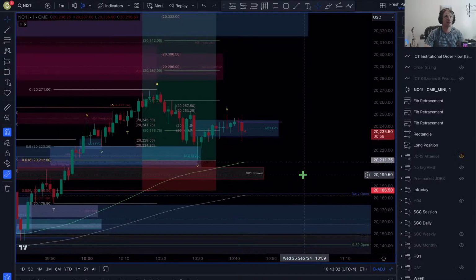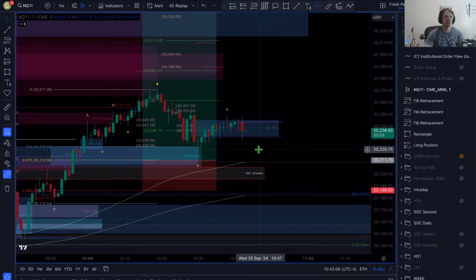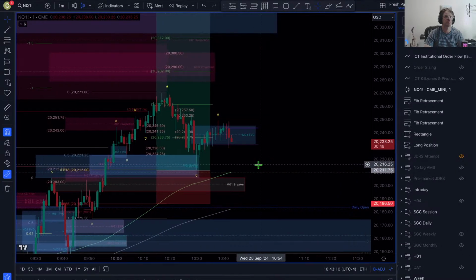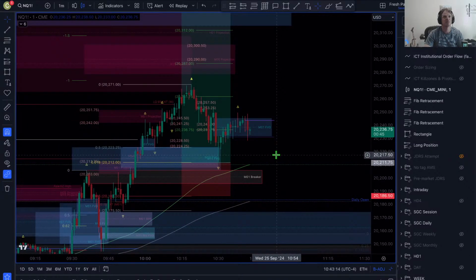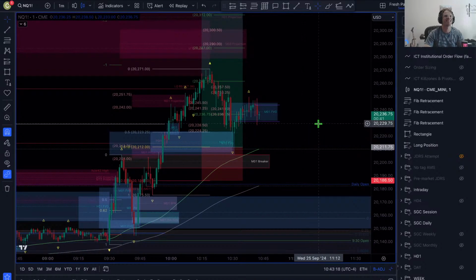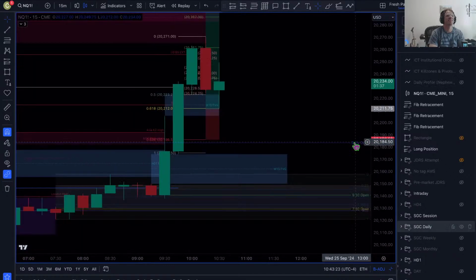Curious, how much liquidity do they need? Because it's not breaking up, right? So they need more liquidity if they're going to go up, whoever they is. You like that qualification? Who is they?